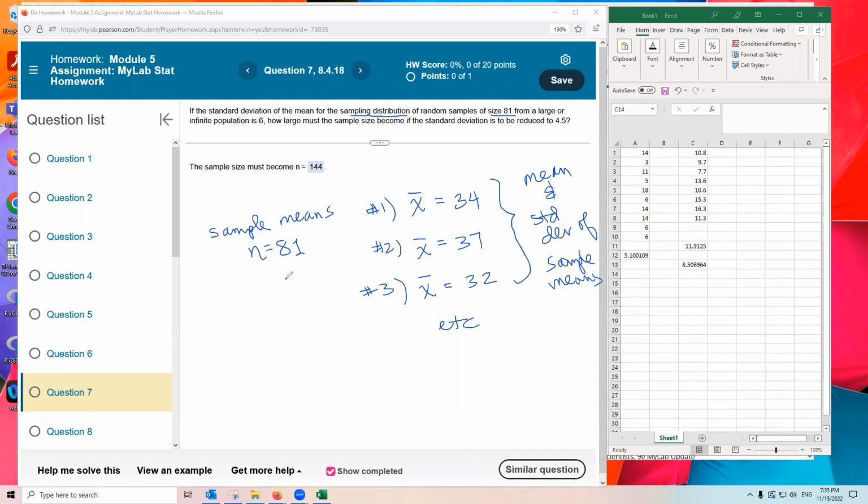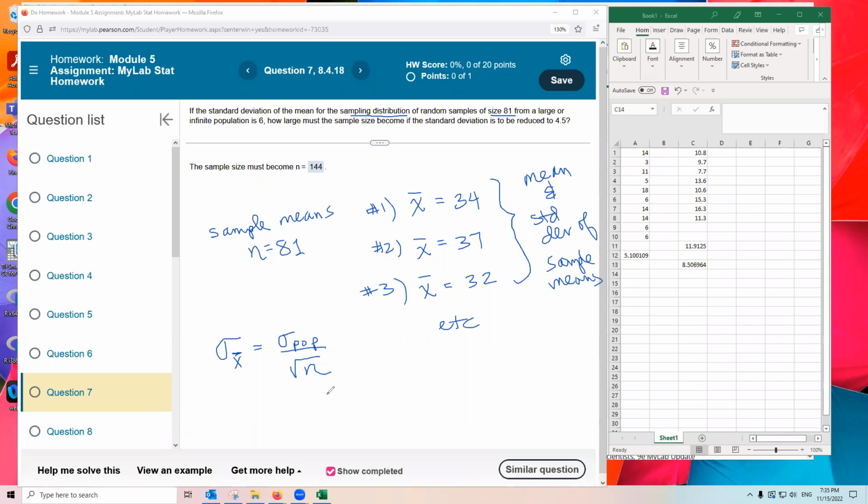Well, for the standard deviation of the sample means, we write it as sigma X bar like this. This is equal to the population standard deviation divided by the square root of the sample size. This is an important formula we're going to use here in Module 5.